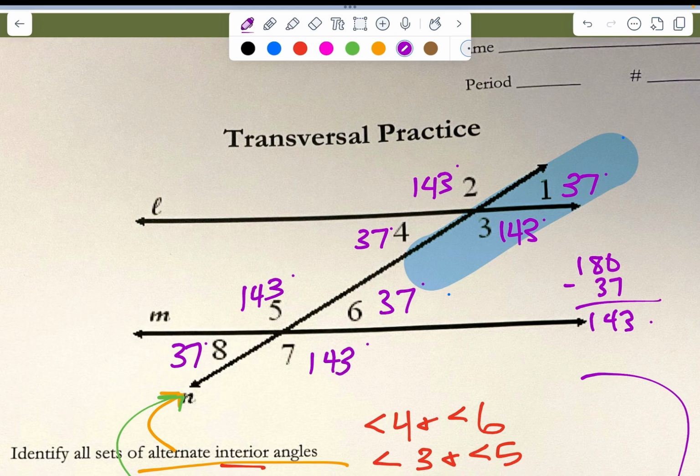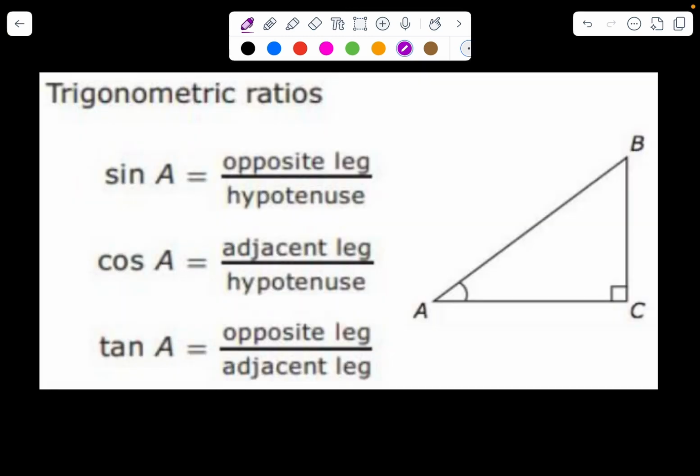And so, also, if you go backwards, whenever you have this situation and you have this zigzag, then you know that those lines would be parallel. To review our trig ratios, sine is opposite over hypotenuse, cosine is adjacent over hypotenuse, and tangent is opposite over adjacent.